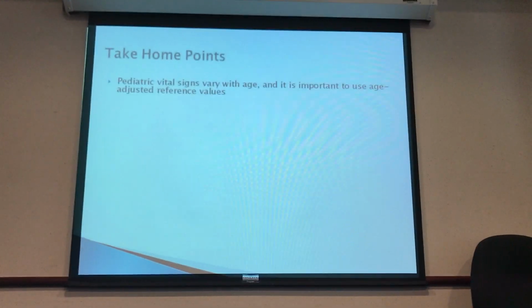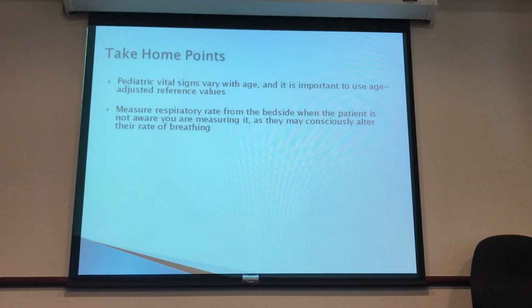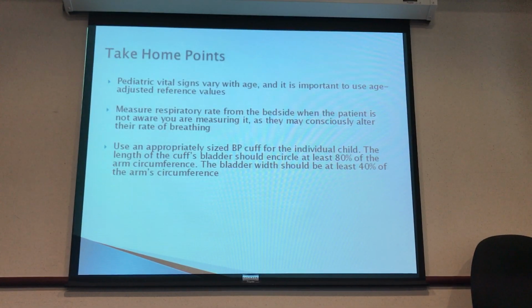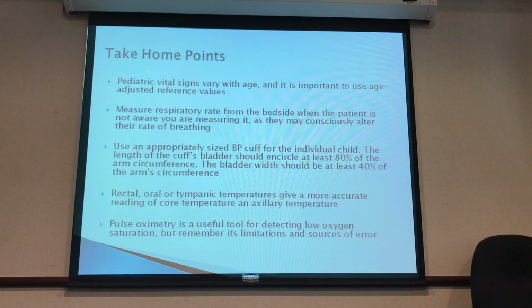So overall, vital signs do vary with age, some more than others. It's important to use age-adjusted reference values. Measuring respiratory rate from the bedside when the patient is not aware of what you're doing is a good idea. Using an appropriately sized blood pressure cuff is important. And rectal, oral, or tympanic temperature gives a more accurate reading of the core temperature than axillary temperature. And pulse oximetry can be a useful tool, but it does have its limitations and sources of error.